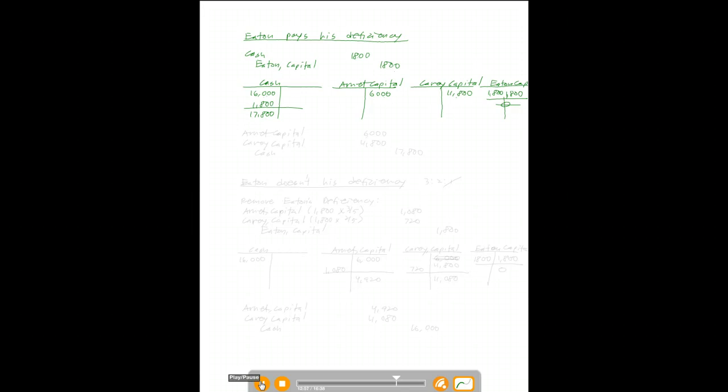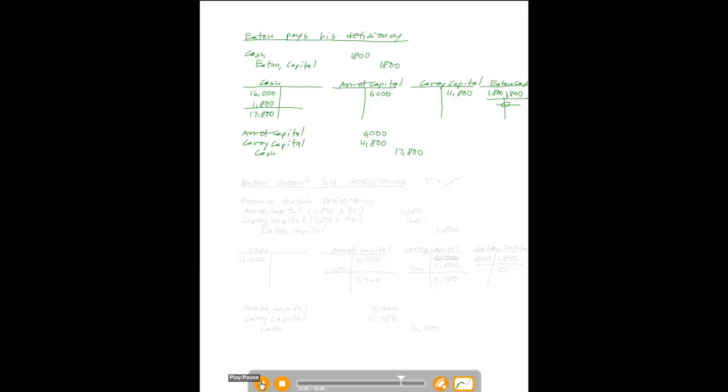We're going to debit Arnett's capital for $6,000. That'll take that to zero. Carrie's capital for $11,800. Eaton's capital is already zero, so we don't have to do anything with that. And credit the cash for $17,800. So after this journal entry, all of the accounts are brought to zero.